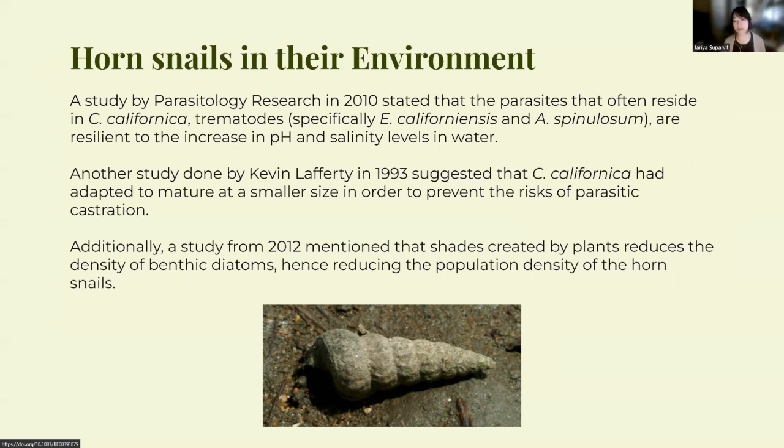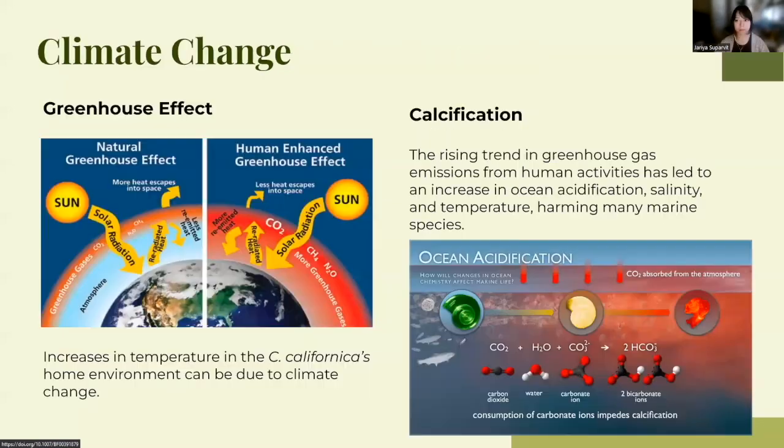Additionally, a study from 2012 mentioned that the shade created by plants in the salt marshes reduces the density of benthic diatoms, which is the main food source for these horn snails, which then may reduce the population density overall.